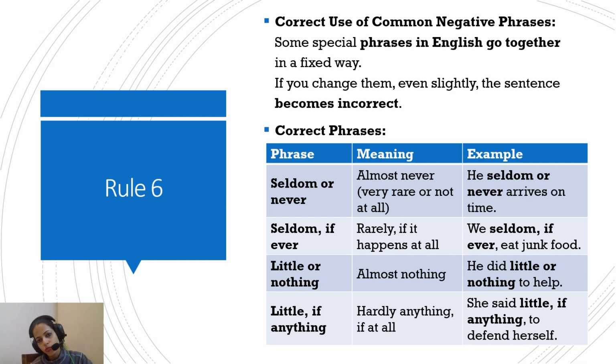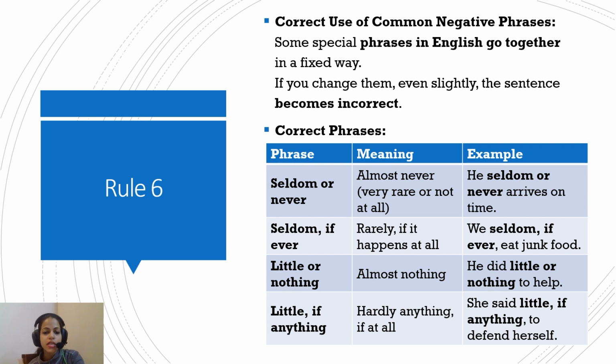So the correct use of common negative phrases. Some special phrases are there that we'll go through in the slide, and you just have to see that these phrases are used with this. For example, seldom or never. This is a phrase. It means almost never, very rare or not at all. For example, he seldom or never arrives on time. So he's pretty much a latecomer. He almost never arrives on time. Maybe once out of 10 times he might have, but he almost never arrives on time.